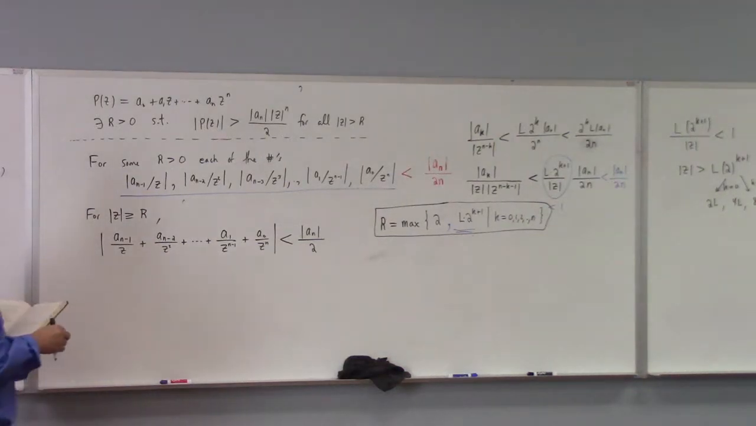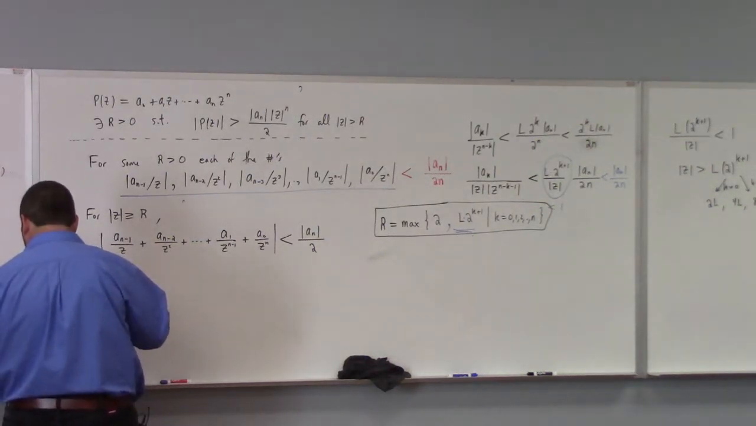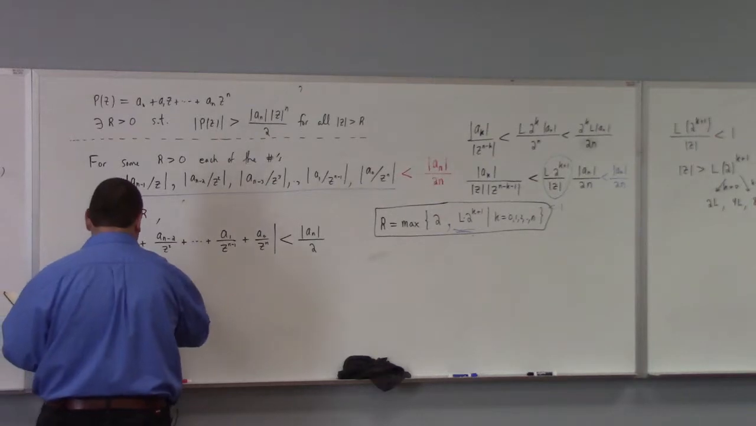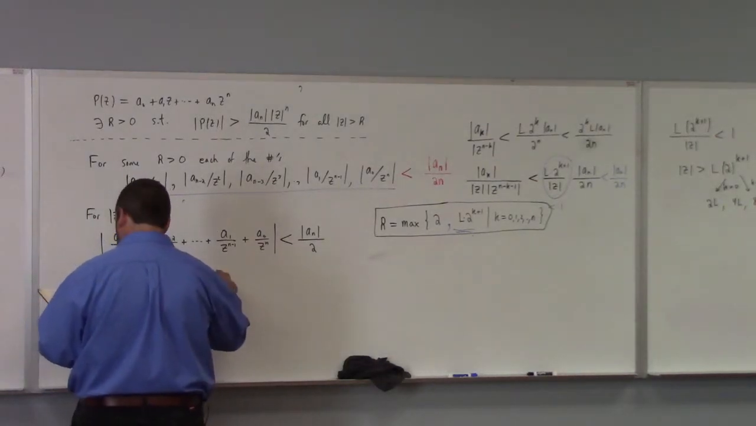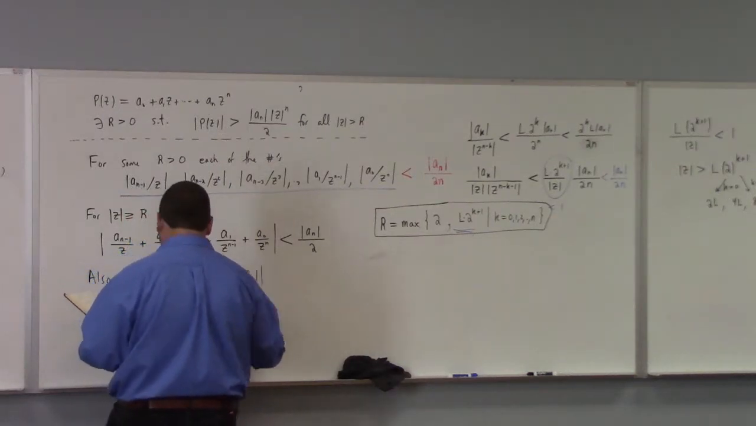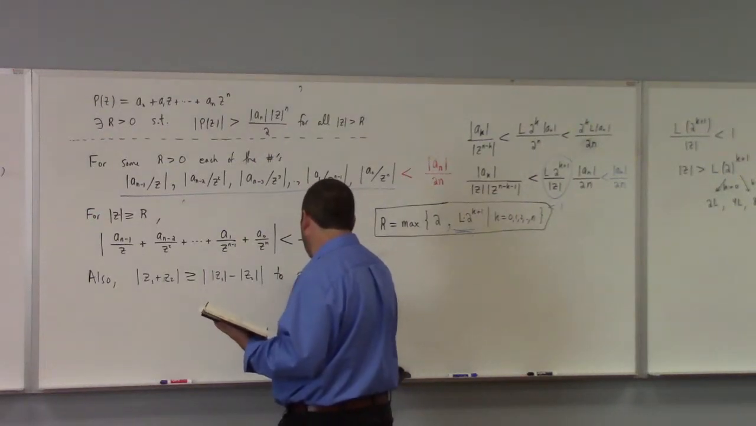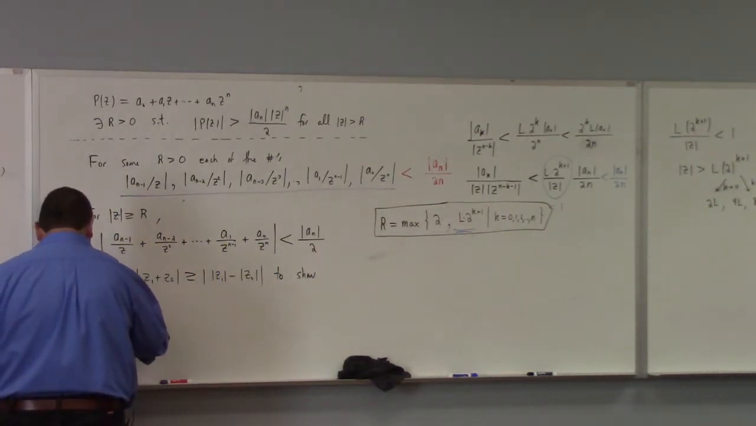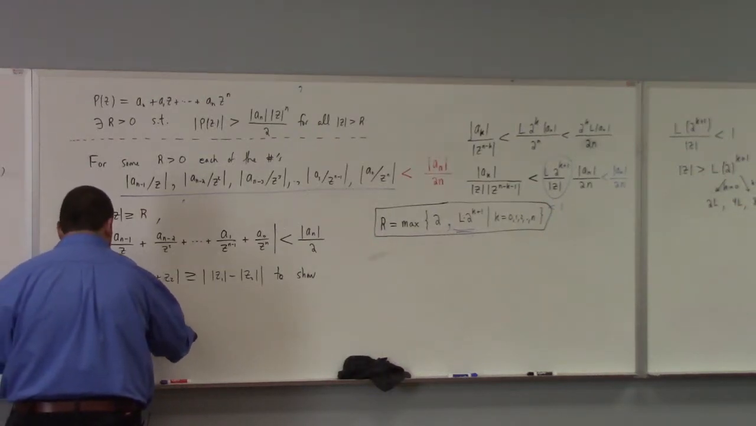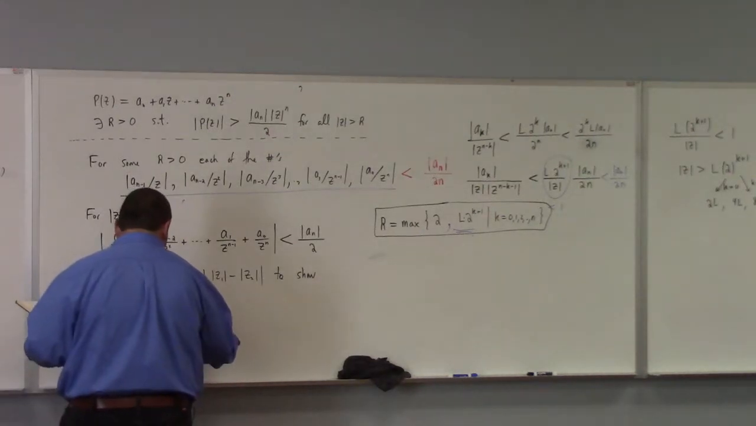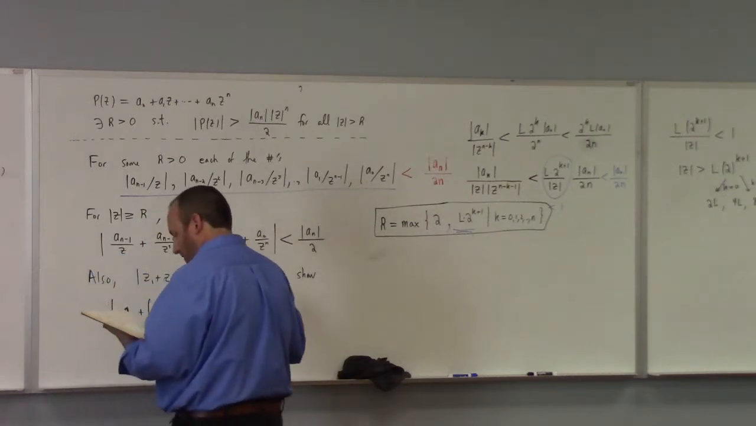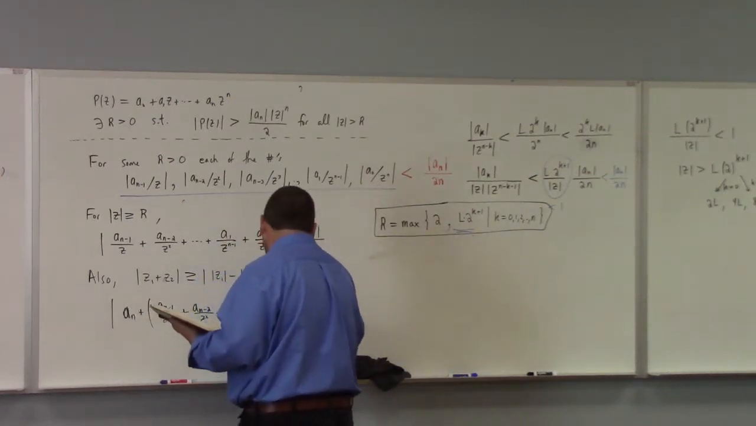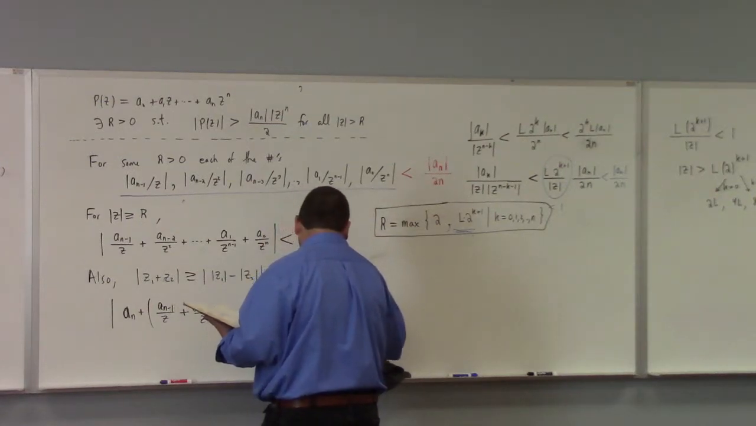And then he says, okay, use this result and the inequality that the modulus of z1 plus z2 is greater than or equal to the difference of the modulus of z1 and the modulus of z2, to show, again for z larger than or equal to r, that the modulus of a sub n plus a sub n minus 1 over z plus a sub n minus 2 over z squared plus a sub 1 over z to the n minus 1 plus a sub naught over z to the n is greater than the modulus of a sub n over 2.